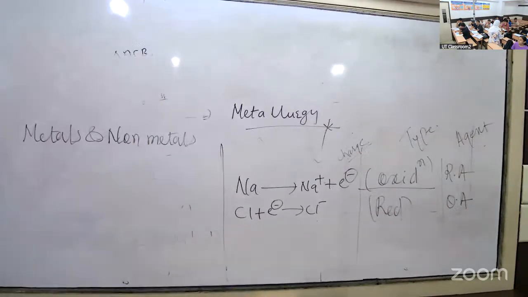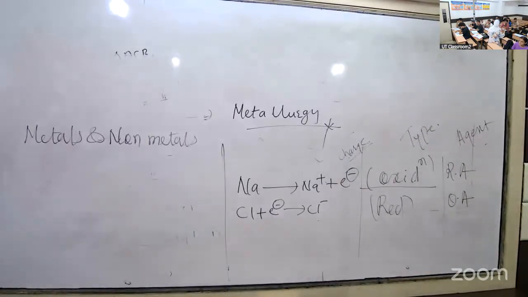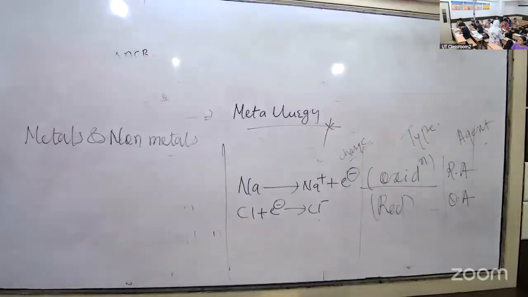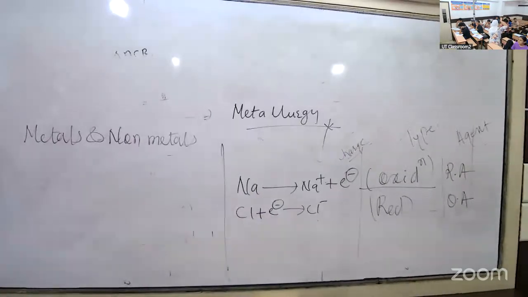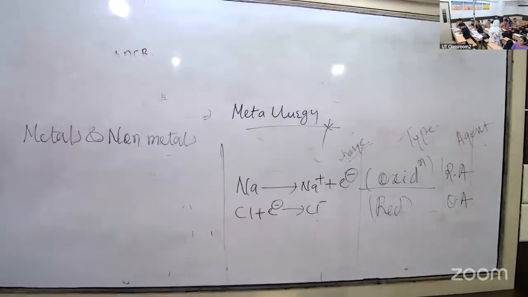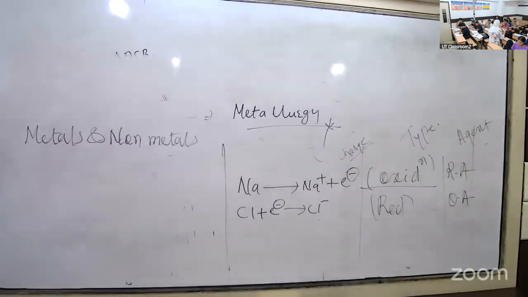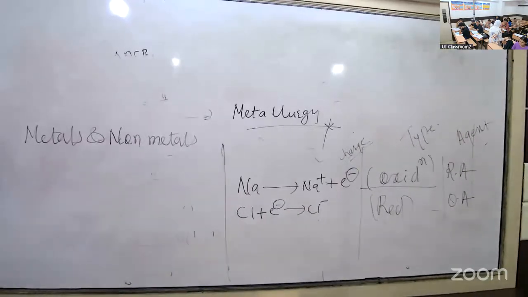Reduction means gain of electrons, and the species which is undergoing reduction will act as an oxidizing agent. And what does that particular oxidizing agent do with the other species? It is making sodium lose electrons, because if sodium does not lose electrons, Cl will not gain the electron. Right? So reduction, oxidation. For reduction, it is the oxidizing agent. For oxidation, it is the reducing agent.